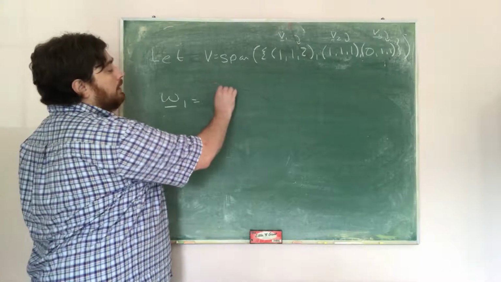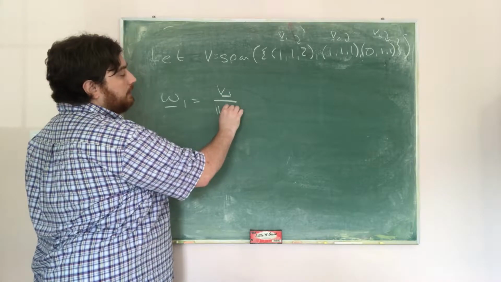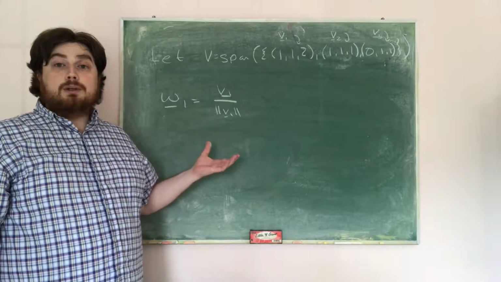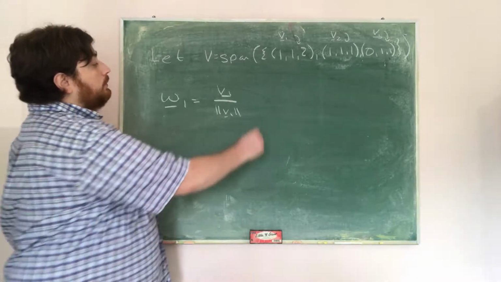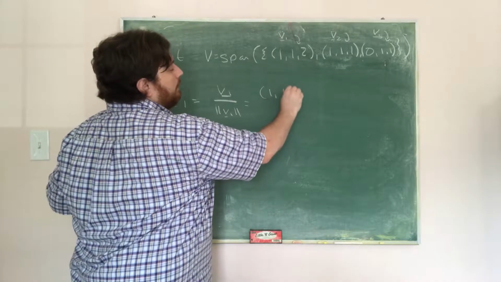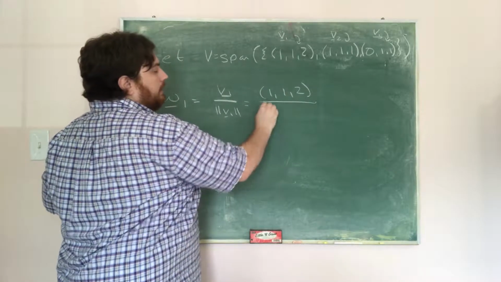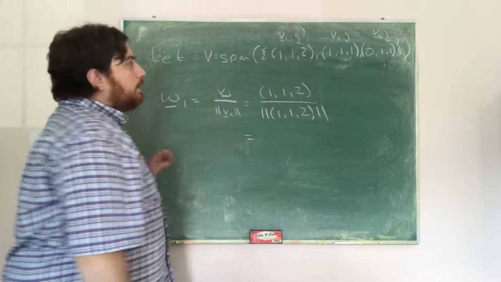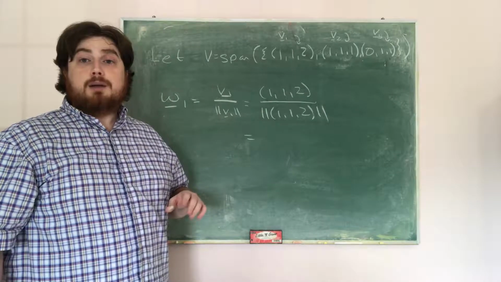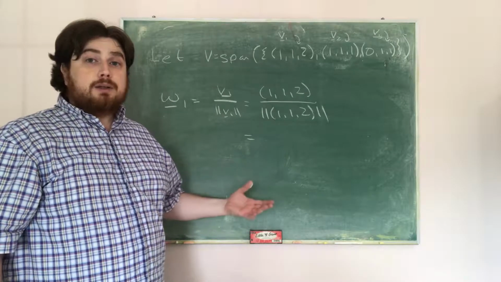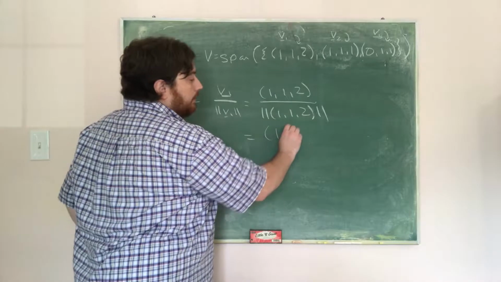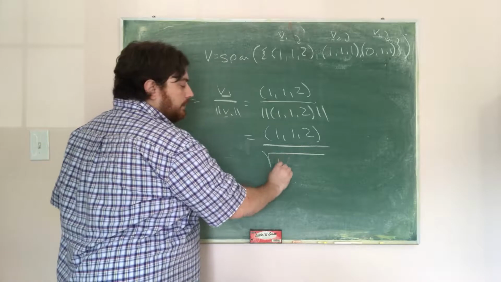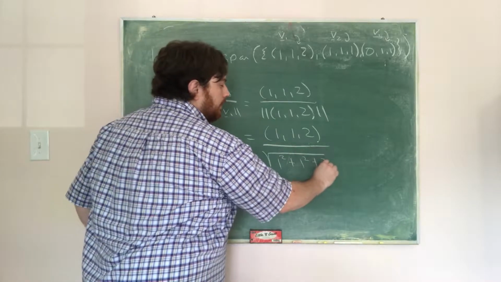It's just going to be v sub 1 divided by the norm of v sub 1, so that we have a norm 1 unit vector. And so what we want is just (1, 1, 2) divided by the norm of that vector. Now in this case we're working in R cubed, so we're going to use the usual dot product as the inner product. So to find the norm, I'm going to take the square root of the dot product of this with itself. That is, this is going to be the square root of 1 squared plus 1 squared plus 2 squared.